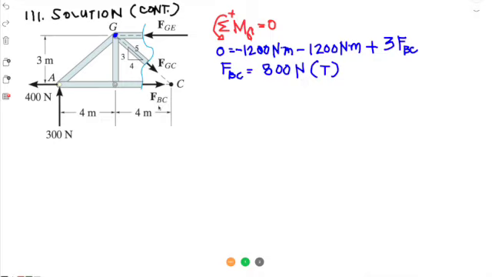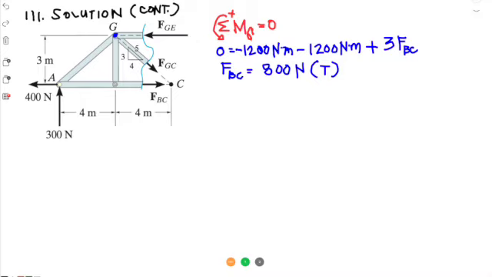Okay, now that we have a value for FBC, what can we do? We can do summation forces X. Not yet, since there is an unknown component of FGC which is in X. That's 4/5 of FGC and FGE. So we cannot do summation forces yet.